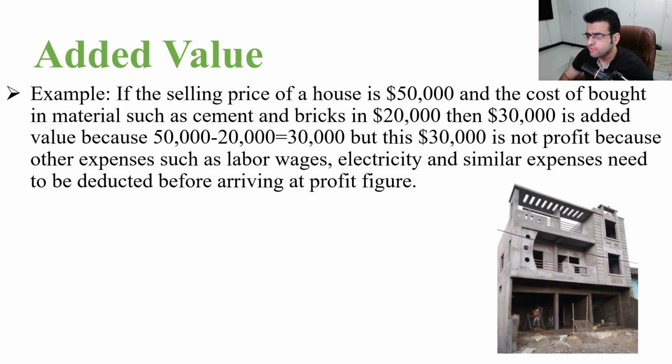Now, let's discuss this with the help of another example. If there is a house and the selling price is $50,000 and the cost of bought in materials such as cement and bricks is $20,000, then 30,000 is the added value. Why? Because selling price, that is 50,000 minus 20,000, which is the cost of bought in materials, is equal to 30,000. But this 30,000 is not profit because other expenses such as electricity, wages, and similar expenses will still have to be deducted before we arrive at the profit figure.